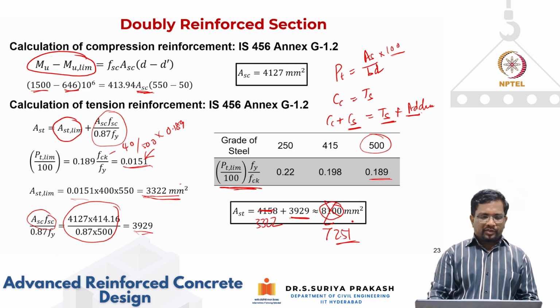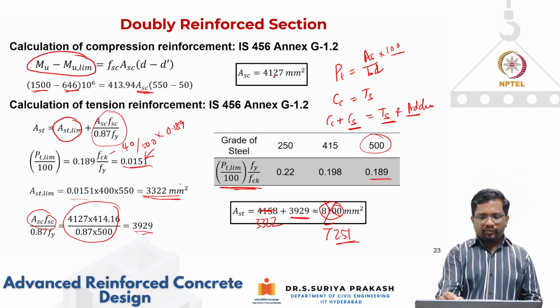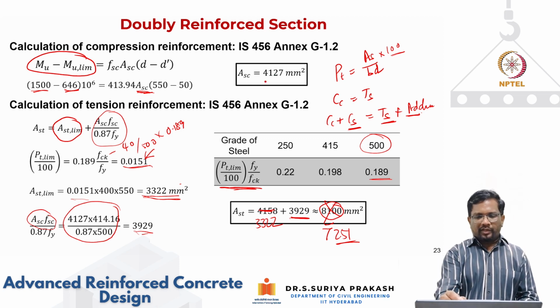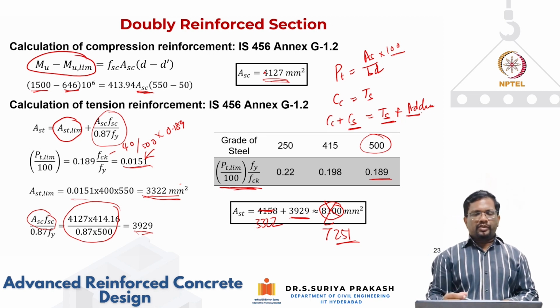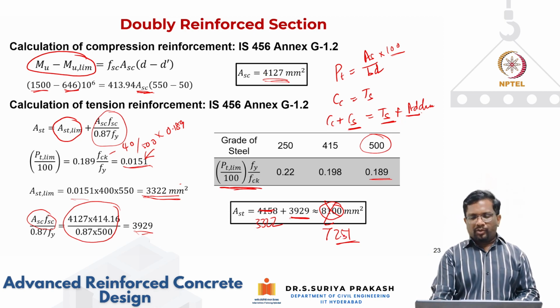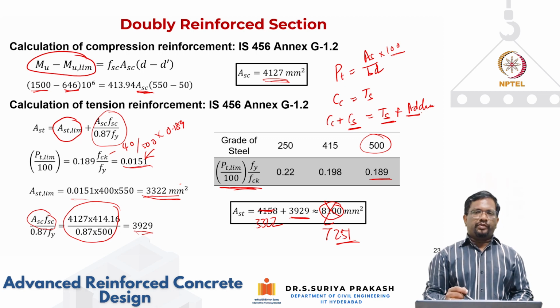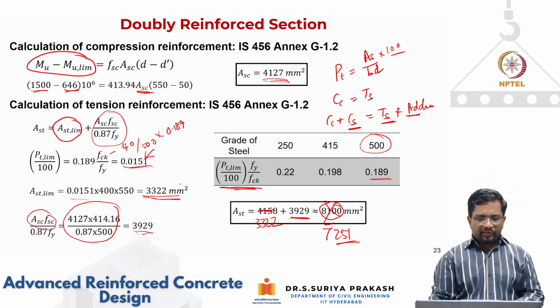Now, the compression steel that we have kept is 4127, which is directly coming from here. So this beam has compression steel of 4,127 mm squared and total tension steel of 7,251 mm squared to satisfy the moment demand of 1,500 kilonewton meter.